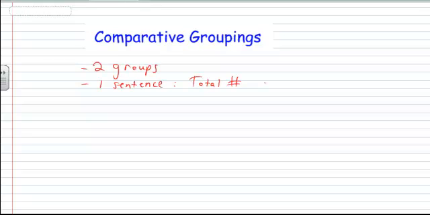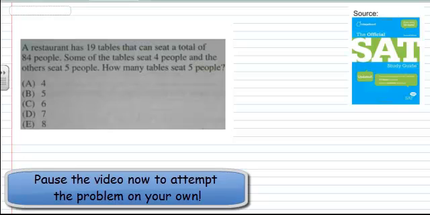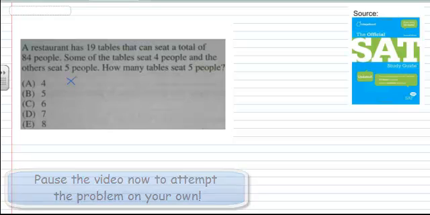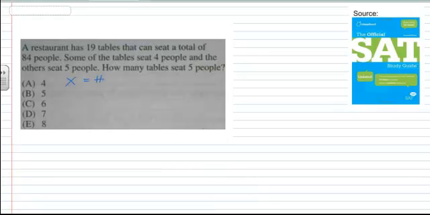A restaurant has 19 tables that can seat a total of 84 people. Some of the tables seat 4 people and others seat 5 people. How many tables seat 5 people? If we call x the number of tables that seat 4 people and y the number of tables that seat 5 people, we can come right out and say that x plus y equals 19.